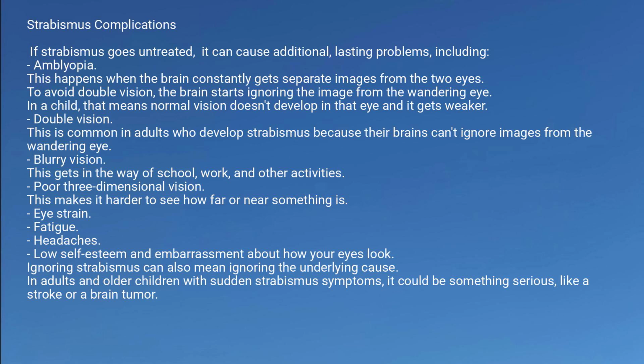Blurry vision. This gets in the way of school, work, and other activities. Poor 3-dimensional vision. This makes it harder to see how far or near something is. Eye strain, fatigue, headaches, low self-esteem and embarrassment about how your eyes look. Ignoring strabismus can also mean ignoring the underlying cause. In adults and older children with sudden strabismus symptoms, it could be something serious, like a stroke or a brain tumor.